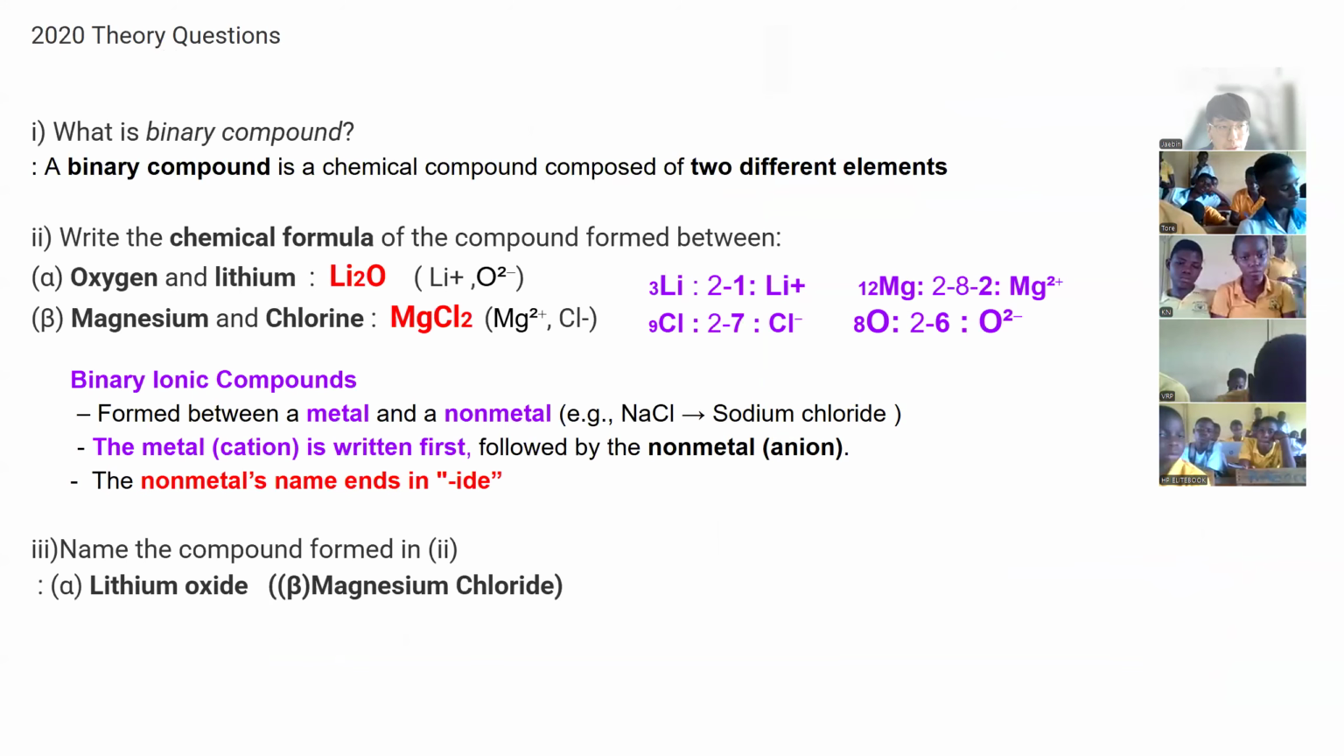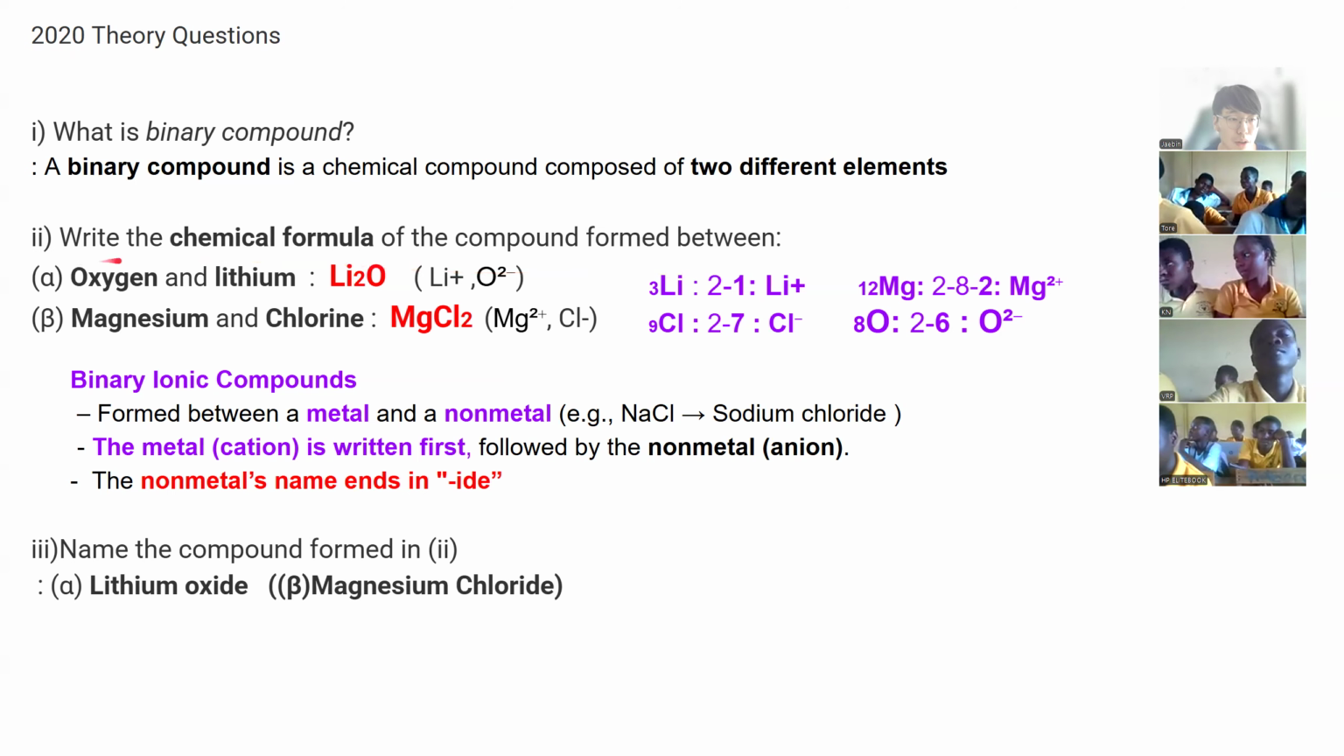So, one more theory question regarding the similar questions. The first question asks us, what is a binary compound? Well, a binary compound is a chemical compound composed of 2 different elements. Any compound that has 2 different elements is called binary because binary means 2. Compound means multiple, so binary compound, 2 different elements.